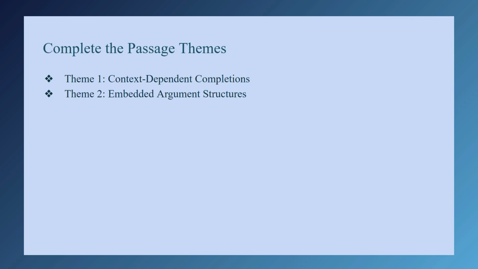Theme 2, embedded argument structures. Complete the passage questions are basically regular critical reasoning questions in disguise or missing some pieces. You'll usually find that the blank is meant to function like an assumption, a strengthener, a cause, or a conclusion. And how can you tell which one it is? You have to look for the wording before the blank. How are they setting up the blank?